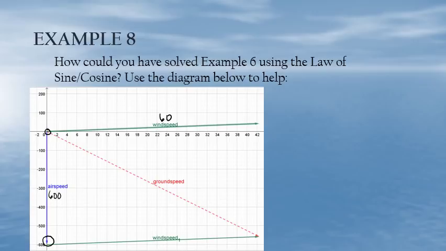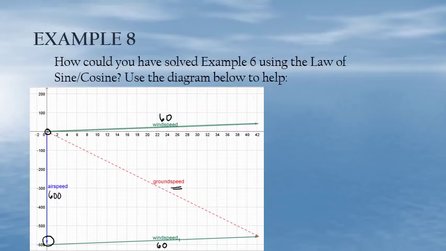So what I've already done for us is I've taken that original vector of wind speed and I've just moved it down so that it connects to the terminal point of airspeed. So what I had up in the first quadrant, now I'm going to call wind speed 1, still has a length of 60. But now what this does for us is it allows us to write the sum of those two vectors as ground speed.